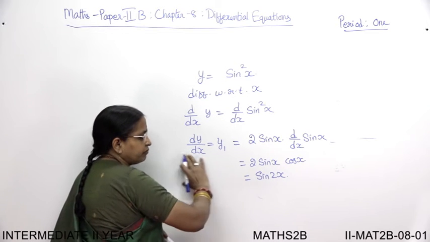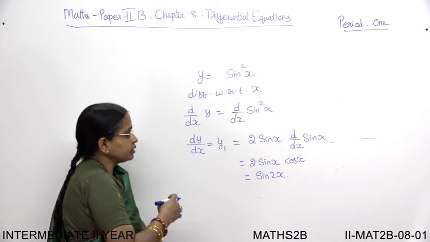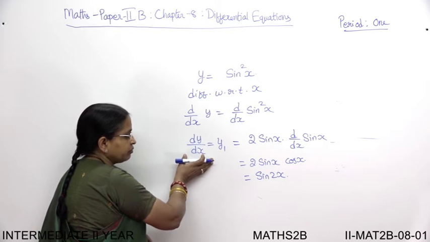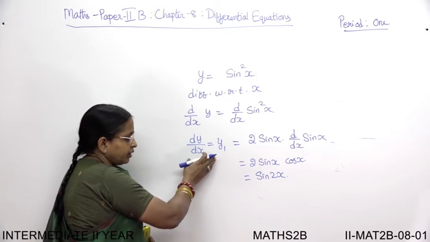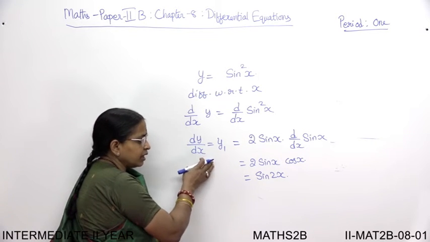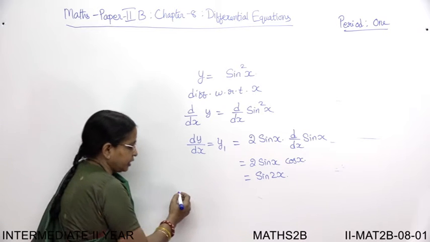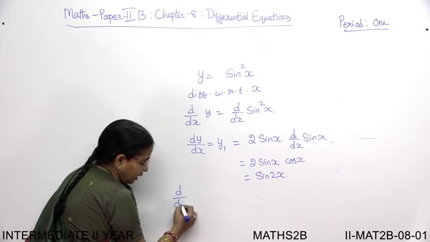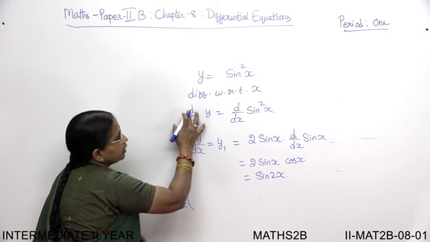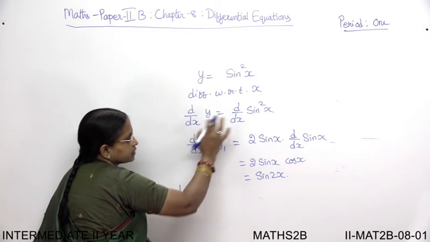Now again differentiate this. Successive differentiation means the first time you differentiate, and after getting the first derivative, you again differentiate. That means it is again d by dx of the first derivative.